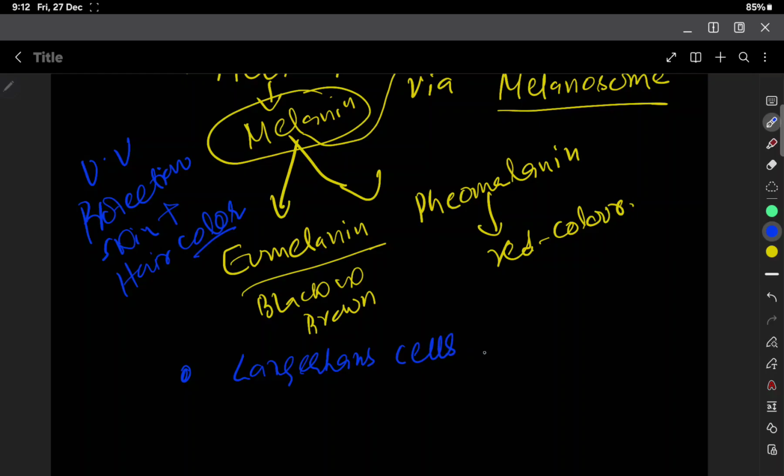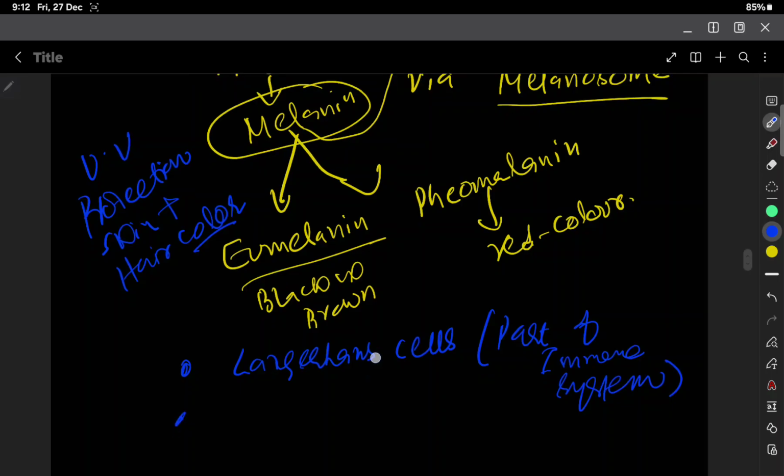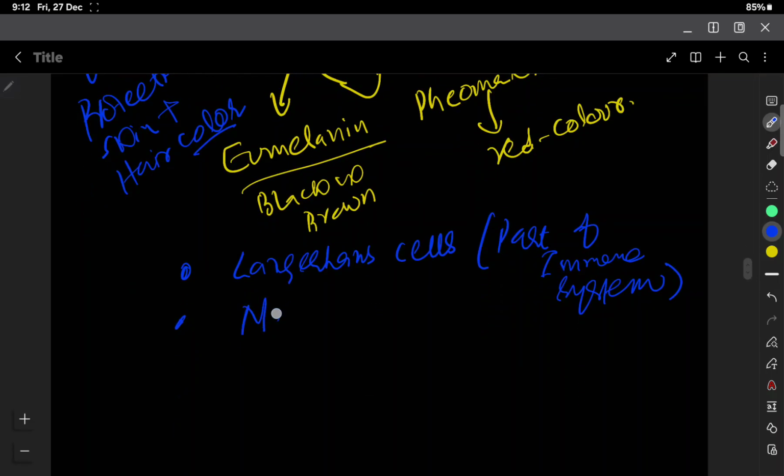Langerhans cells. They are part of the immune system. So Langerhans cells are part of the immune system. Then we have another type of cells, which are called the Merkel cells.